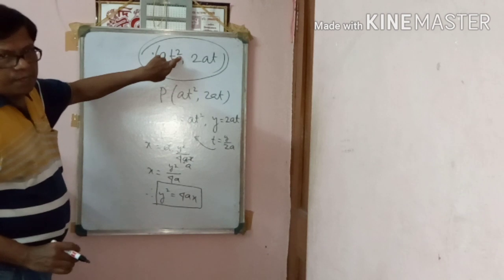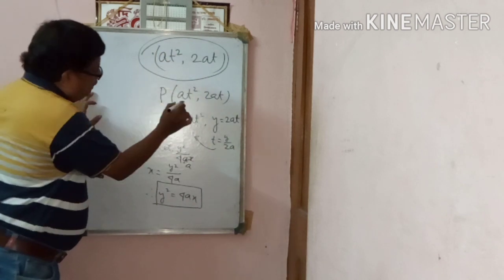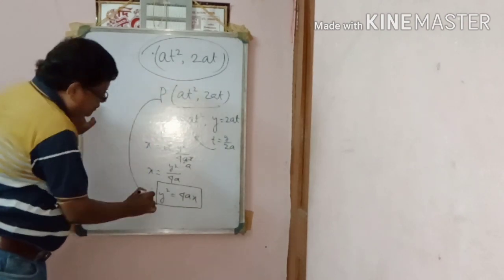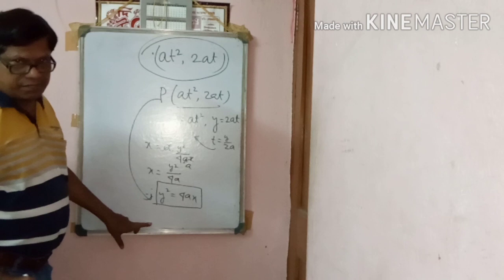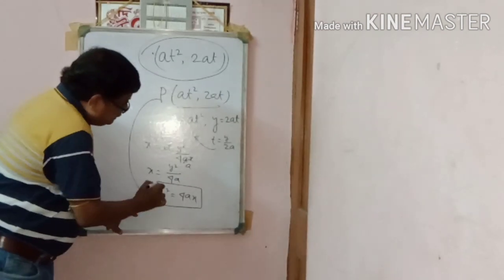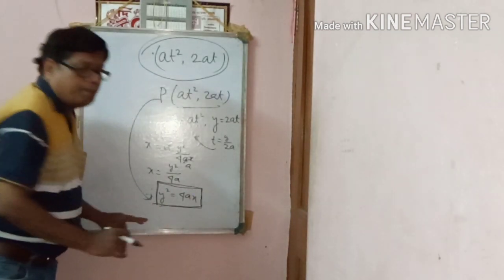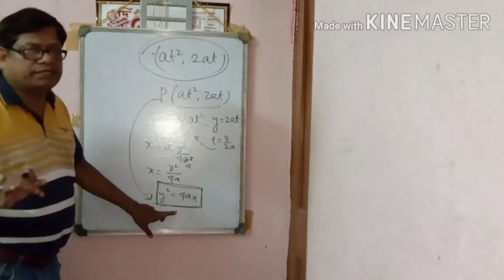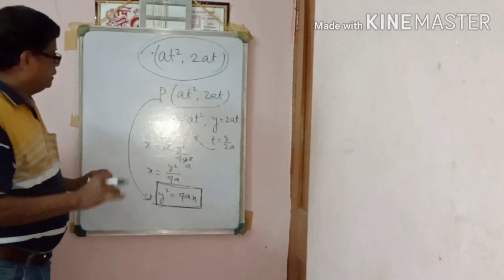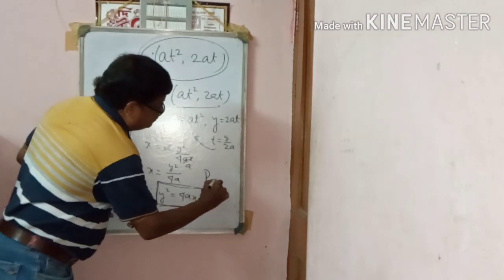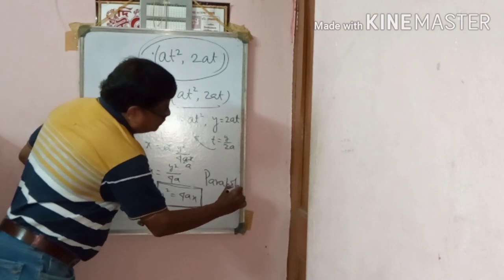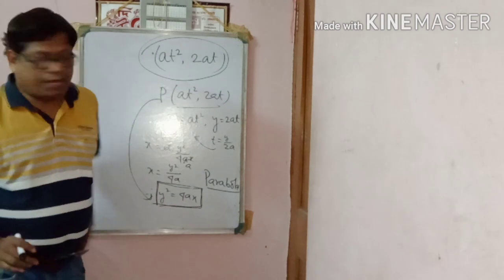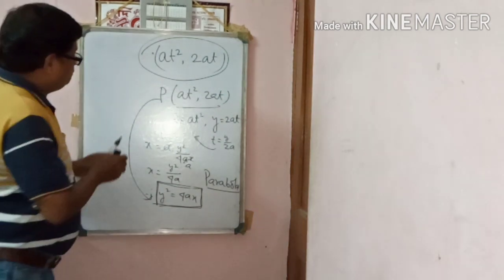This point (at square, 2at), its locus is y square equal to 4ax. So this is the equation of a curve. What is the name of the curve? The curve is known as the parabola. Okay, this is a parabola. Now I am drawing the figure.